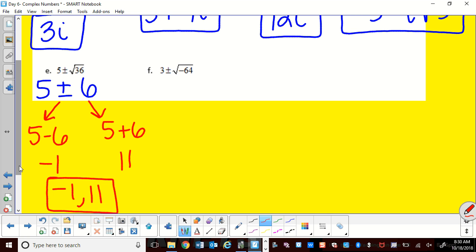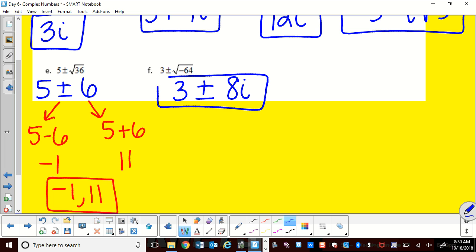Alright, letter F. I have 3 plus or minus, what's the square root of negative 64? 8 what? 8i. I cannot combine those any further. I cannot split those because of the i.